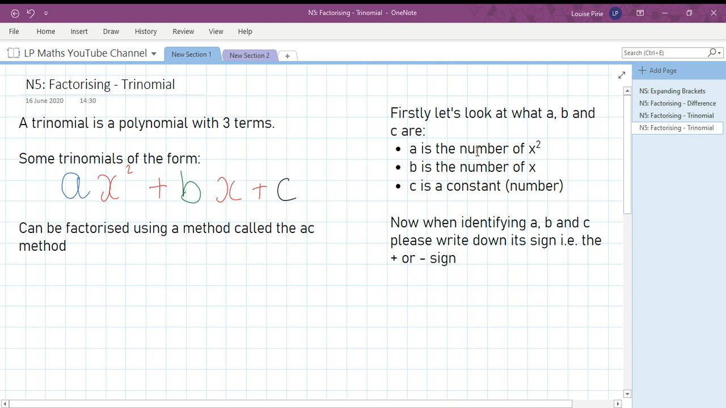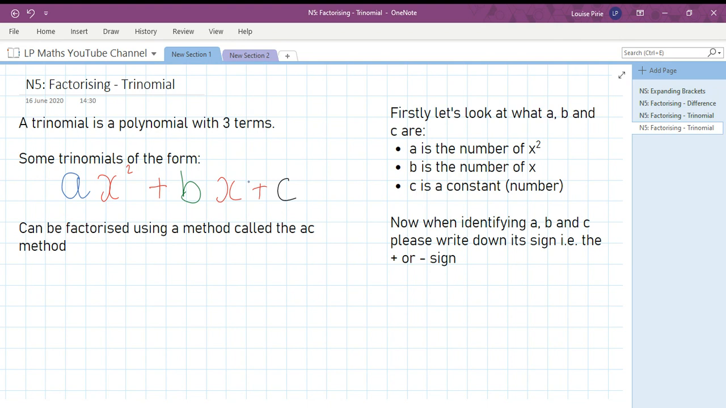Okay, so first of all, what is a trinomial? A trinomial is a polynomial with three terms, so let's have a wee look at this. You can see you've got term 1, which is ax squared, term 2 is bx, and term 3 is your plus c. So that's how we've got three terms, and that is called a trinomial. Trinomials can be factorised using a method called the AC method.